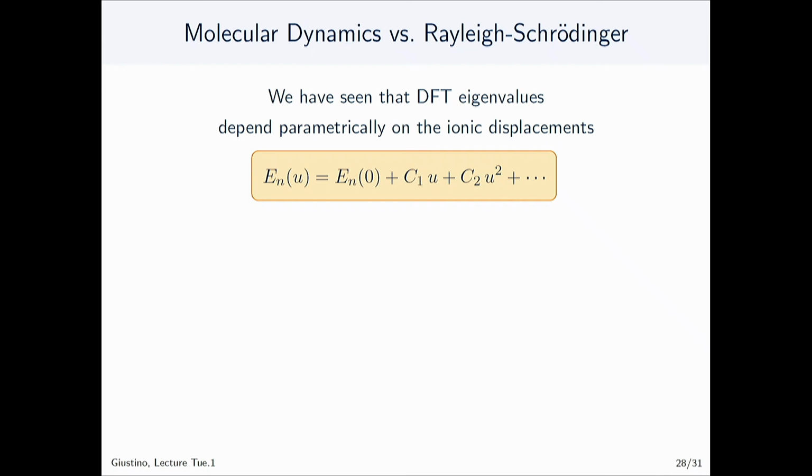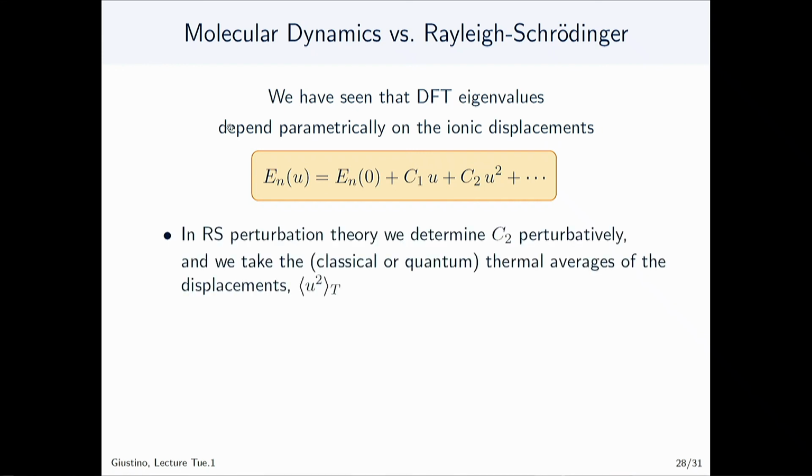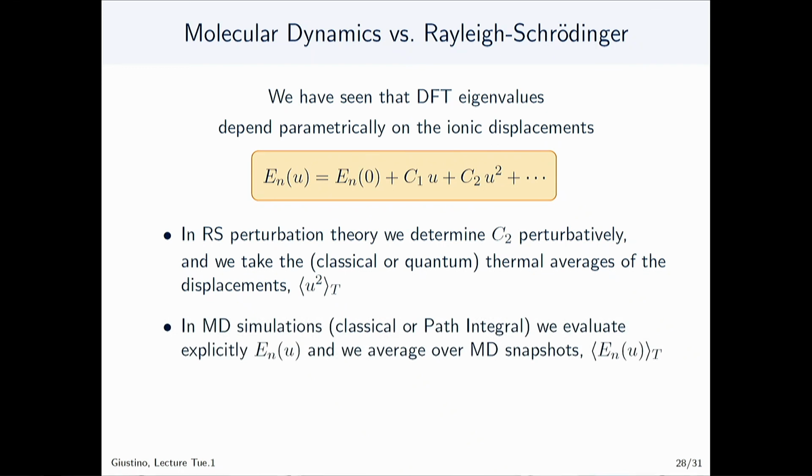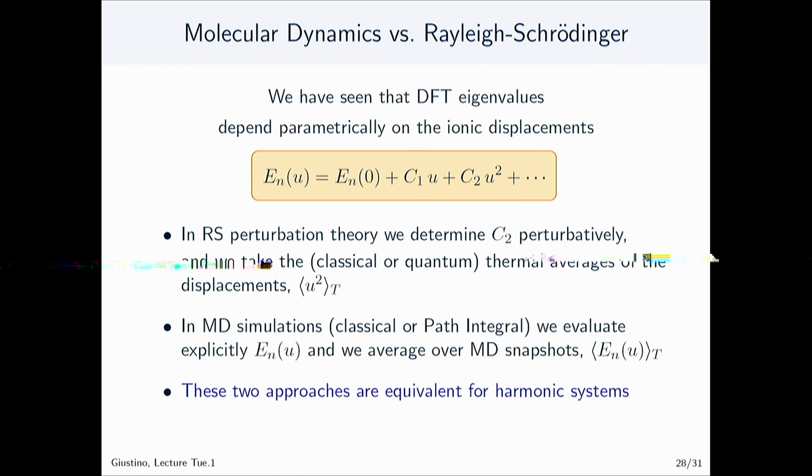In perturbation theory, what people do is evaluate this coefficient using some ground state properties, okay? And then one does a thermal average of these displacements. In molecular dynamics, one takes a different approach. One calculates this object at each snapshot and does the thermal average directly on this object, okay? But if you do the maths, those two things should coincide if your system is harmonic. If it is not harmonic, clearly you need to go to higher order in perturbation theory, but mathematically, at least in the limit of large temperature, these two things should be equivalent.